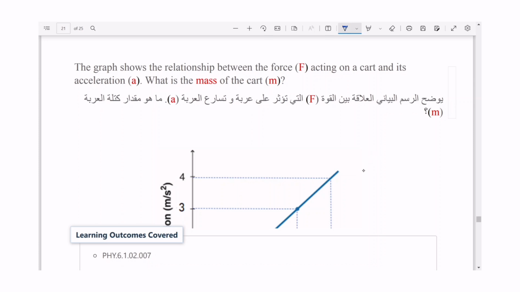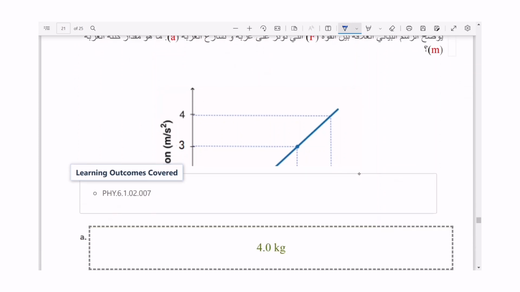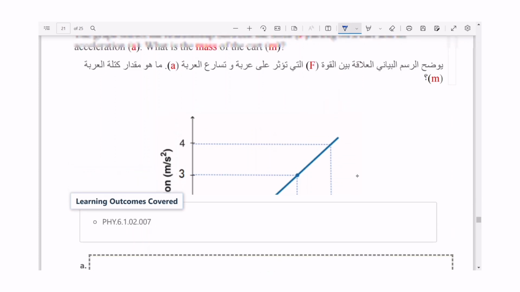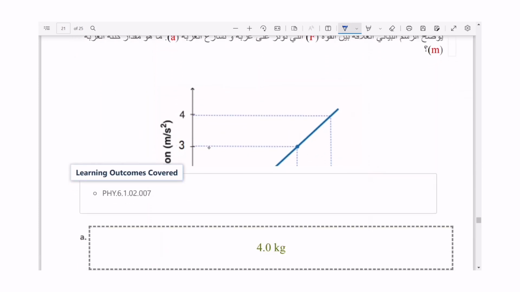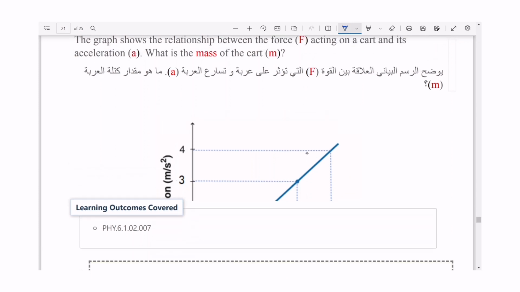The graph shows the relationship between force acting on the cart and its acceleration. What is the mass of the cart? So here the graph is not clear. This is an acceleration against force graph.